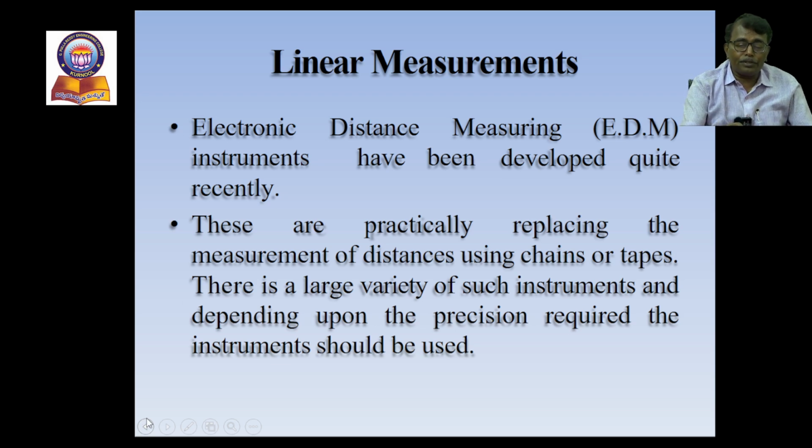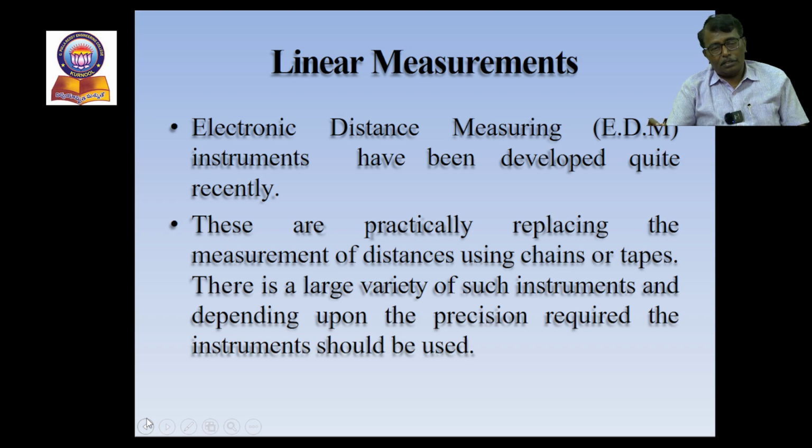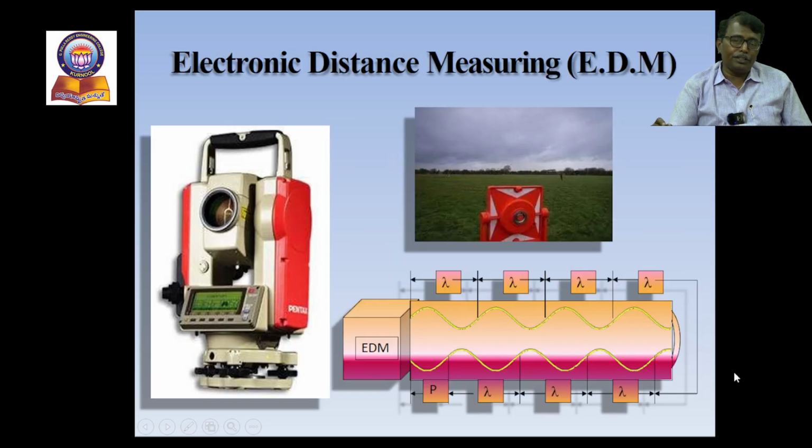The next type of distance measurement is the electronic distance measuring instrument, which has been developed quite recently. These are practically replacing the measurement of distances using chains or tape. There is a large variety of such instruments, and depending upon the precision required, the instrument should be used. In the case of an EDM, we use electromagnetism.